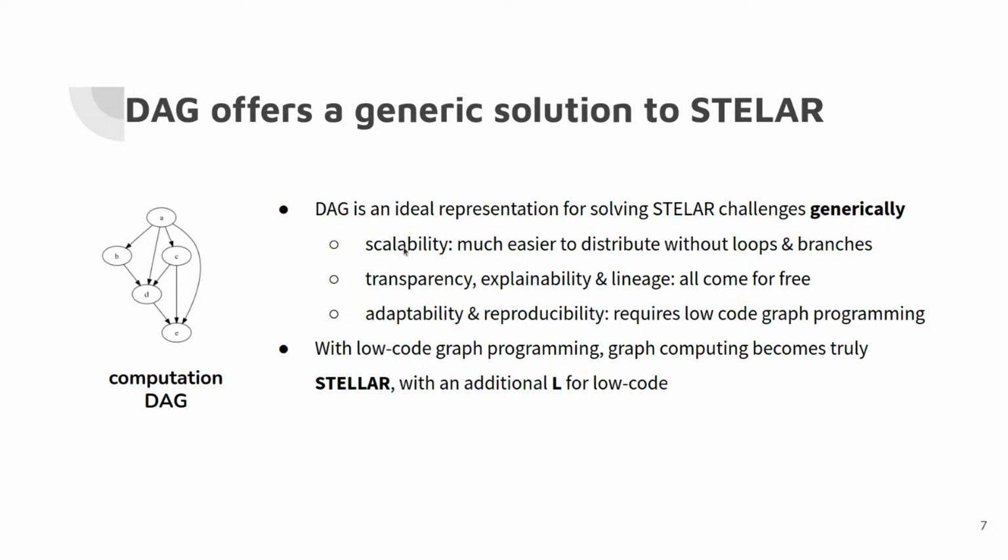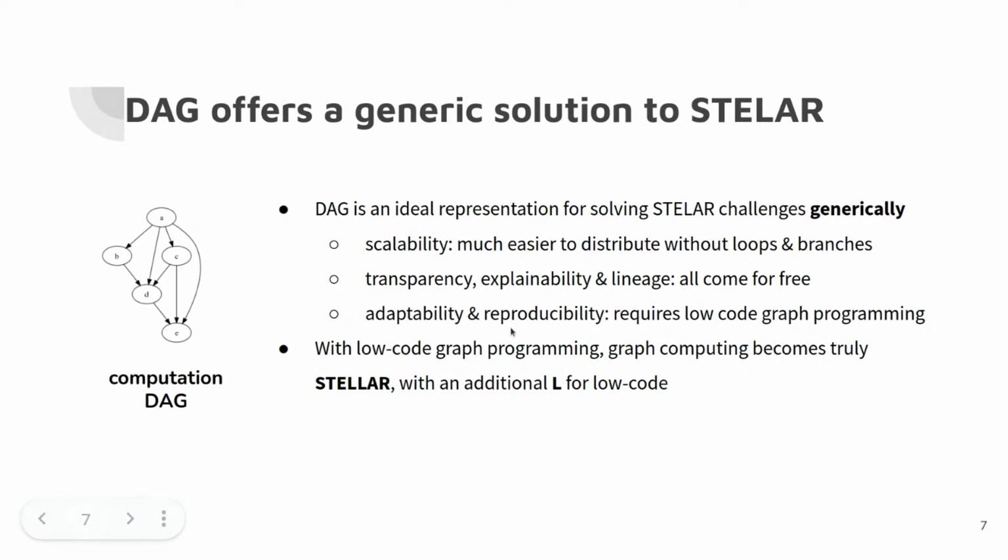Secondly, we already mentioned that, for example, the DAG is great for distribution and scalability, because you just need to write one distribution algorithm that works on any DAG, then you have solved all the distribution problem for all the systems that can be mapped to a DAG, which pretty much covers everything. And also the other challenges, transparency, explainability, and lineage, all of them come for free within a DAG, because the DAG has the full information about how the data flows from one node to another, how the computation logic works on individual nodes, and how the final result is computed.